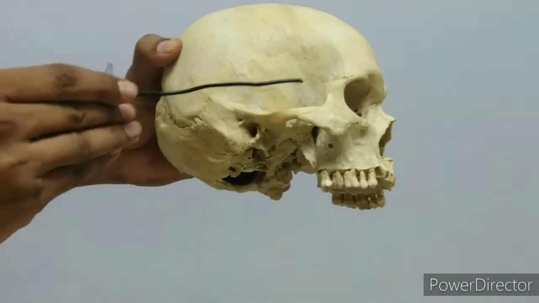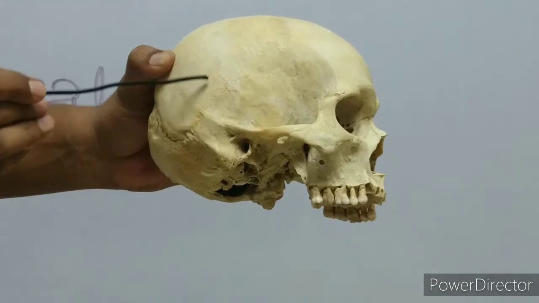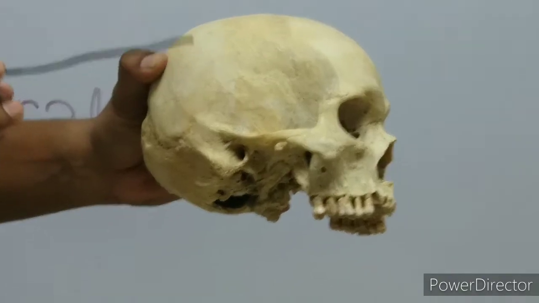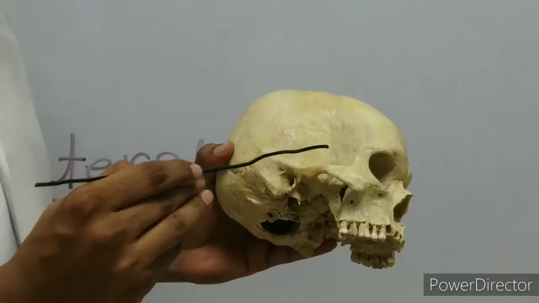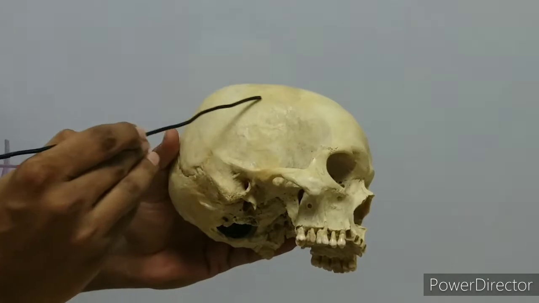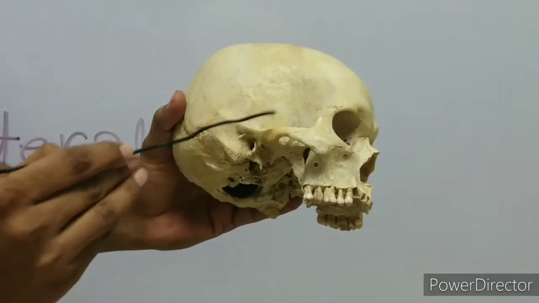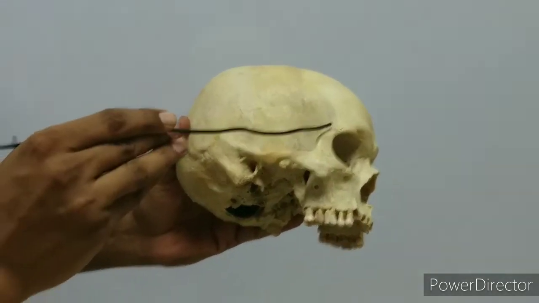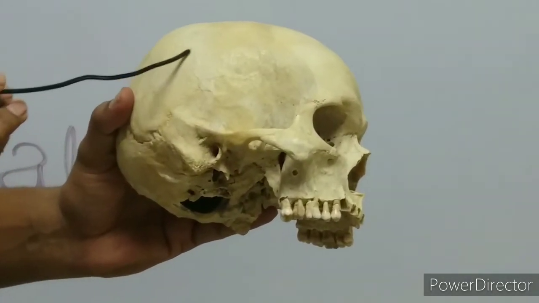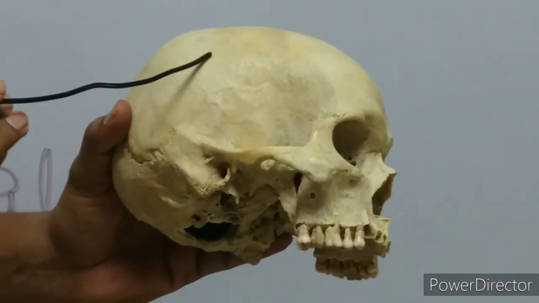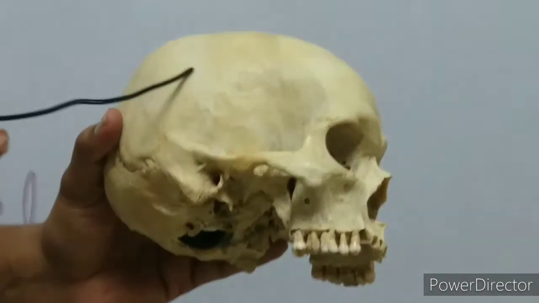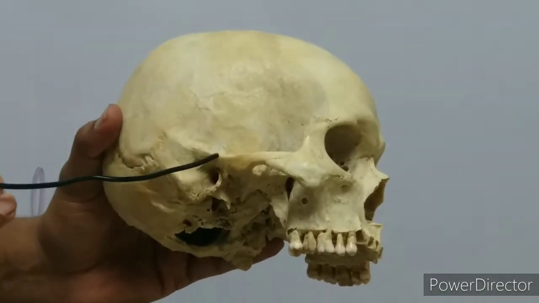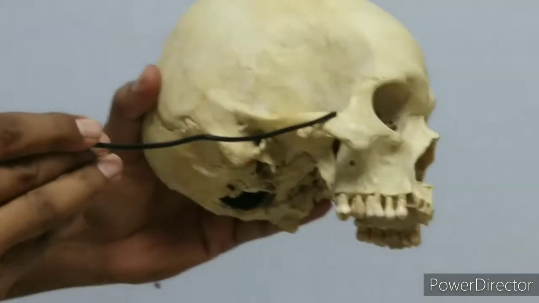Now above the zygomatic arch, this portion is called the temporal fossa. So now we will see the temporal fossa above the zygomatic arch. The upper limit of the temporal fossa is the temporal lines that we have studied. The superior temporal line fades away and the inferior temporal line continues as the supramastoid crest, and then continues with the upper border of the zygomatic arch.